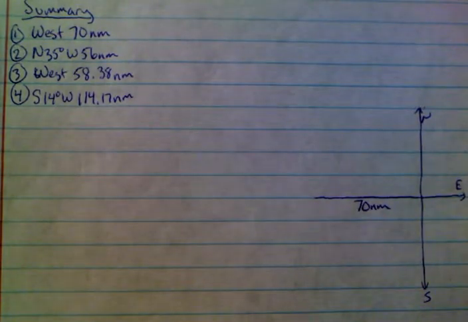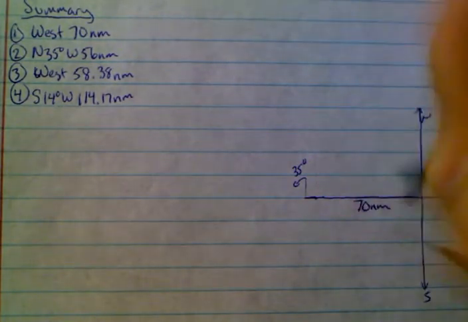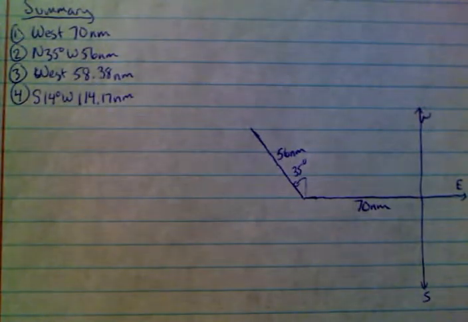Then we're going to hit it with a north 35 degrees west with 56 nautical miles. So let's try and keep it all looking right. I'm going to go north 35 degrees west in this direction, and it's not going to look as far as the 70 nautical miles. So I'm going to go about here. So that's 56 nautical miles.